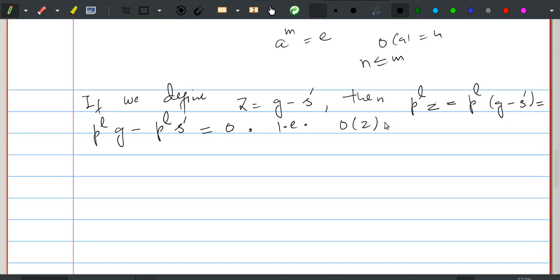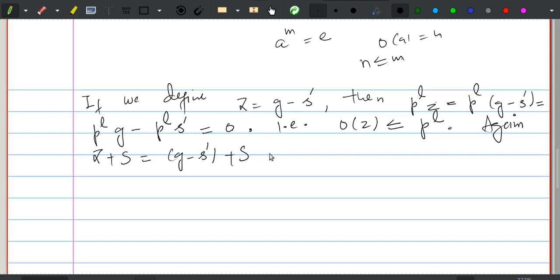Order of Z must be less or equal to p to the power L, because p to the power L of Z is 0. So its order must be less or equal to this number. Again, this Z plus S is the same as G minus S prime plus S. Now this S prime is absorbed in S, so this is the same as G plus S. Again, this is equal to this.